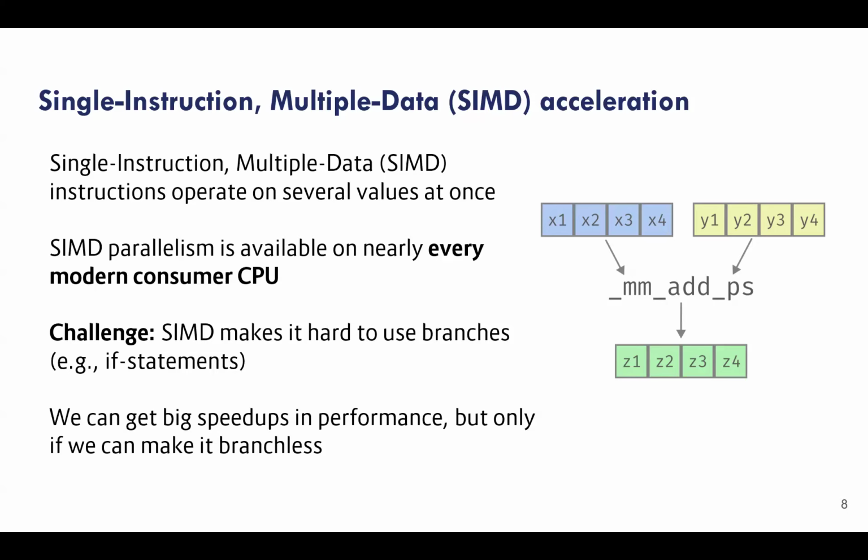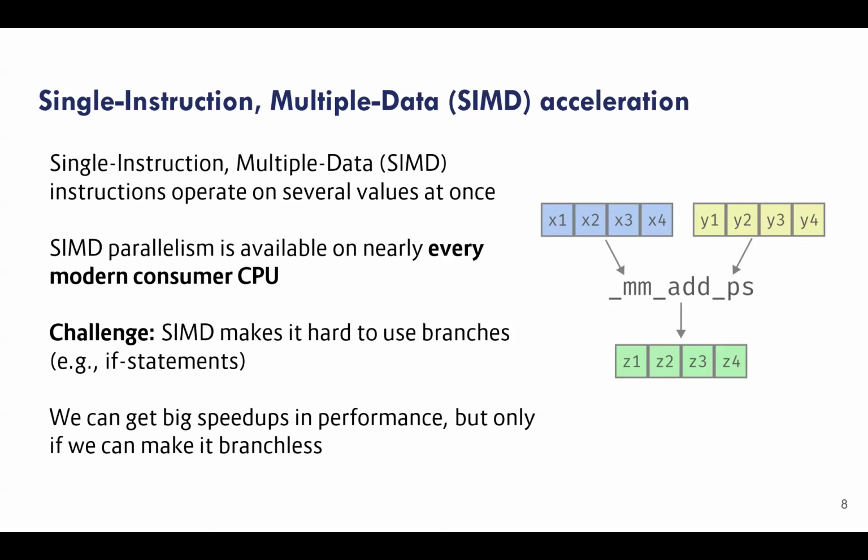So for instance, if you were trying to add two numbers, you could take two numbers, x1 and y1, and add them together and get one result, z1, in a single instruction cycle on your CPU. But using a SIMD instruction, you could take two lists of four numbers, x1 through x4 and y1 through y4, and then add them together pairwise and get four results, z1 through z4, all on the same instruction cycle. So this is very promising. We get basically free speedups in all of our code.